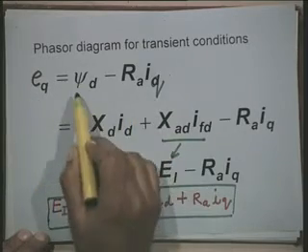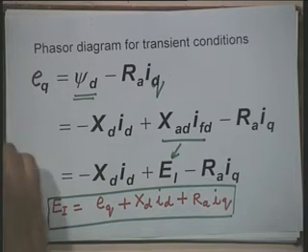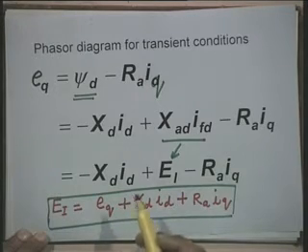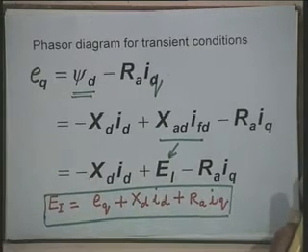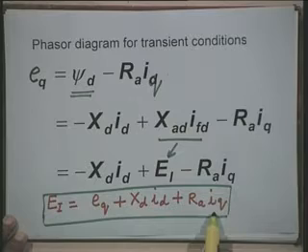Now, in this equation we are substituting the expression for psi d, which we have already developed, and we are also replacing this L d terms or L A d terms by X d or X A d terms, because in per unit system they are the same, the reactance is the same as the inductance per unit. You get the equation in the form E I equal to E q plus X d I d plus R A I q. This is one very important equation.